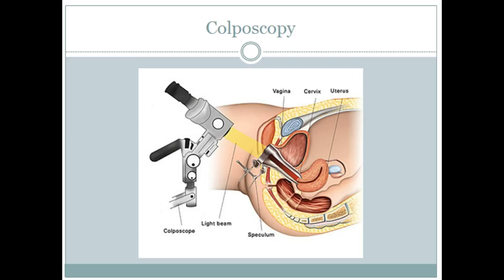So what is a colposcopy? Colpo means cervix, oscopy means look at. So basically it's just us looking at the cervix more closely. You put in a speculum, and then this microscope here is pulled right up to it, so you can really get a good look at the cervix. So it's looking at a cervix under a microscope.